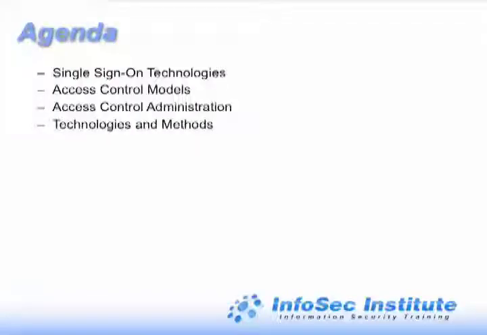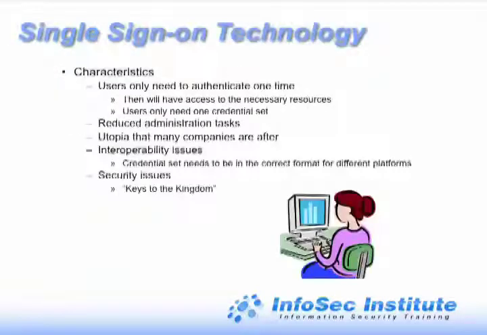Also, there are added costs compared to other authentication technologies, such as reader purchase and so forth. The more technical the mechanism gets, the more expensive it gets. That's why a lot of people are sticking with swipe cards and proximity cards, even though those are relatively easy to duplicate. Single sign-on, we're also going to cover that, along with access control models, access control administration, and technologies and methods. Good old single sign-on.